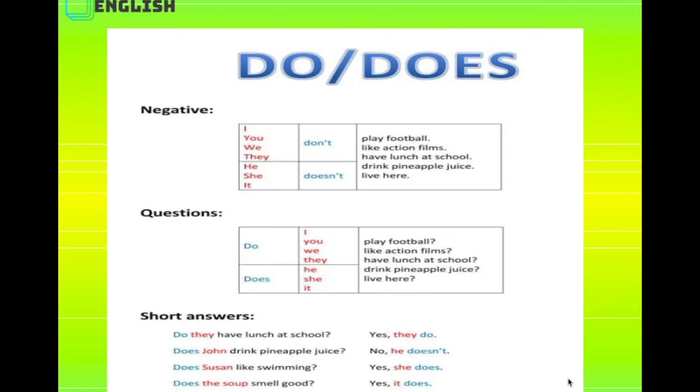Okay. Now, does. Does he live here? Does he play football? Does it like action films? Okay, like this. Now, the last one is short answer. Do they have lunch at school? Yes, they do. Does John drink pineapple juice? No, he doesn't. Does Suzanne like swimming? Yes, she does. Does the soup smell good? Yes, it does. Okay, so here we have learned how we are going to pronounce negative and how we are going to make sentences in the interrogative, like questions.